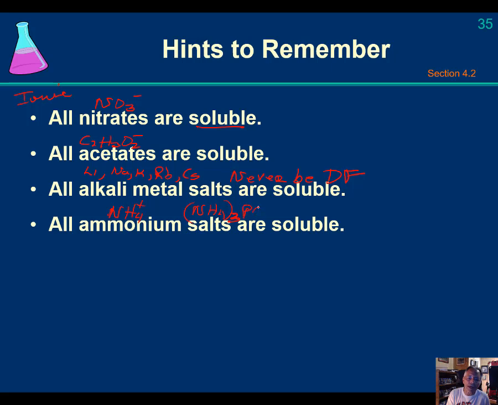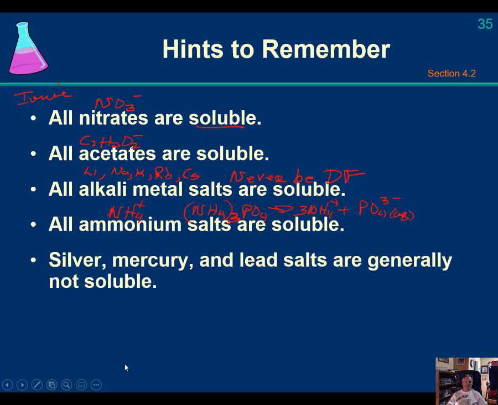Let's make this phosphate. Phosphate is one of those anions that is not particularly soluble, but if it's with the ammonium cation, it dissociates into 3 ammonium cations and 1 phosphate 3 minus anion. Ammonium ion is always associated with strong electrolytes and can never be part of a driving force. Silver, mercury, and lead salts are generally not soluble. The only exceptions to that will be nitrates and acetates.